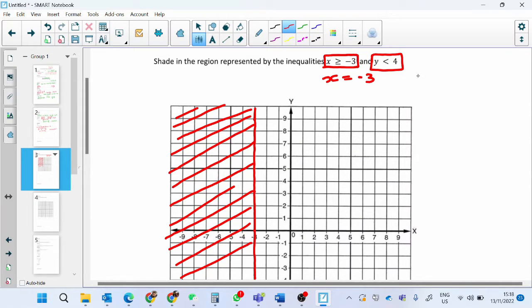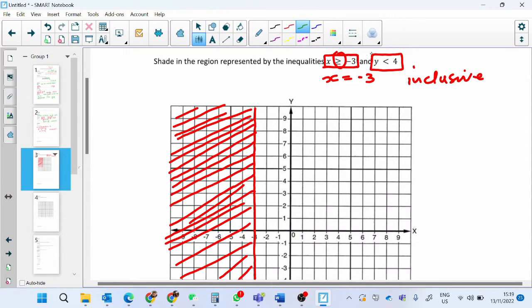The same rule applies here as well. This is an inclusive inequality, so that means I have to draw a solid line here. If it's exclusive, I have to put a dotted line. And the next is y is smaller than 4, and here we can see that this inequality is exclusive. So when it's exclusive, I have to put a dotted line, and here it's smaller than 4.